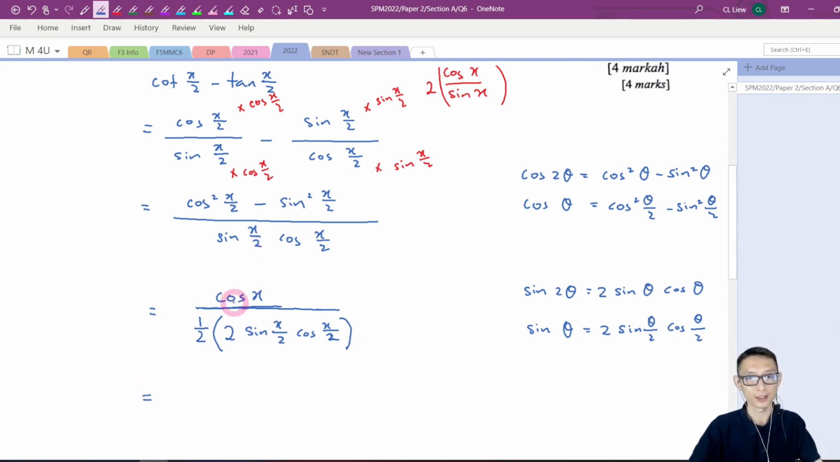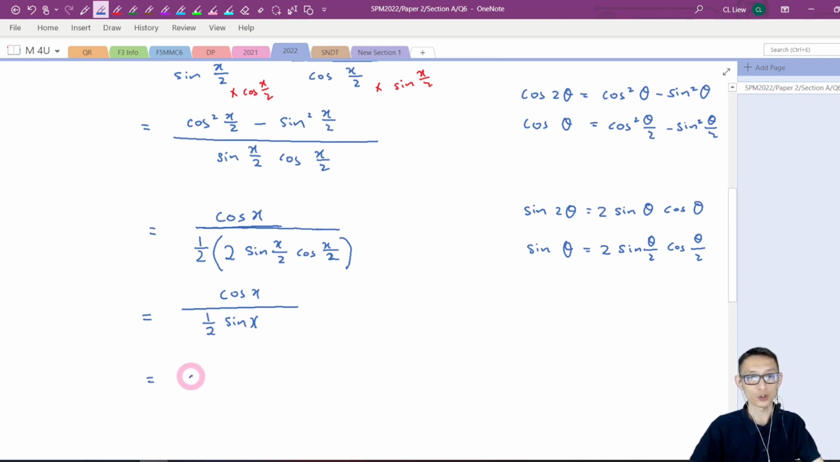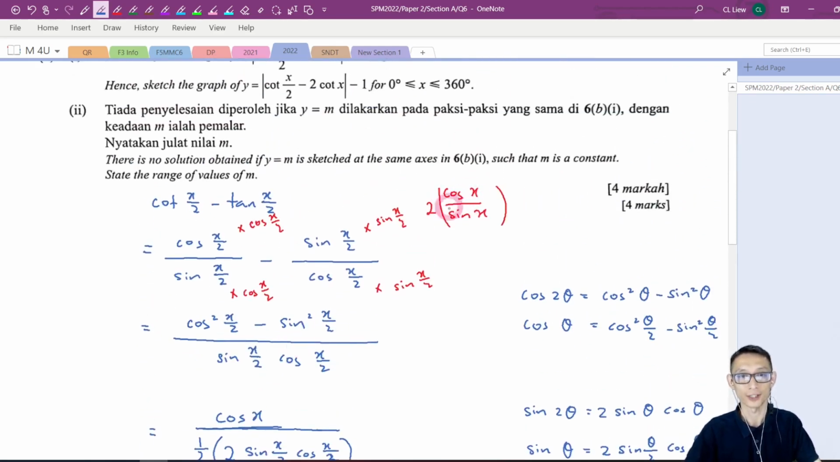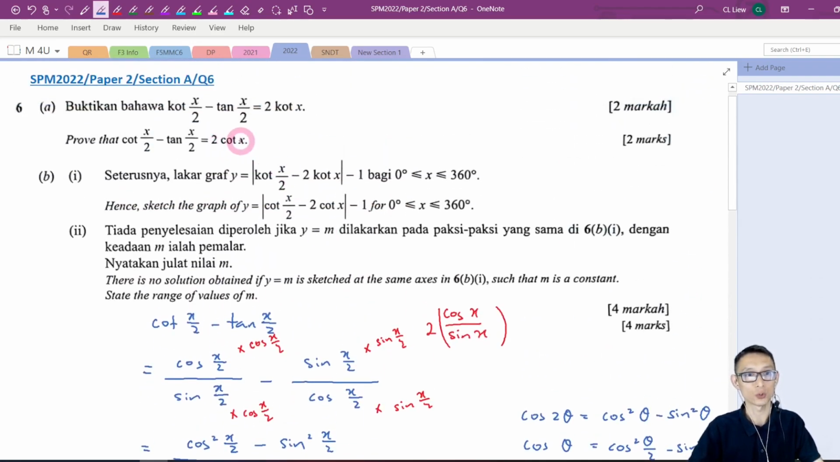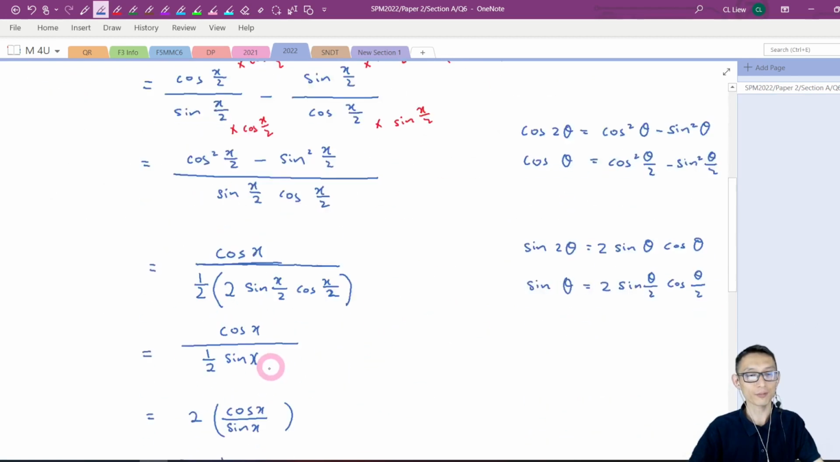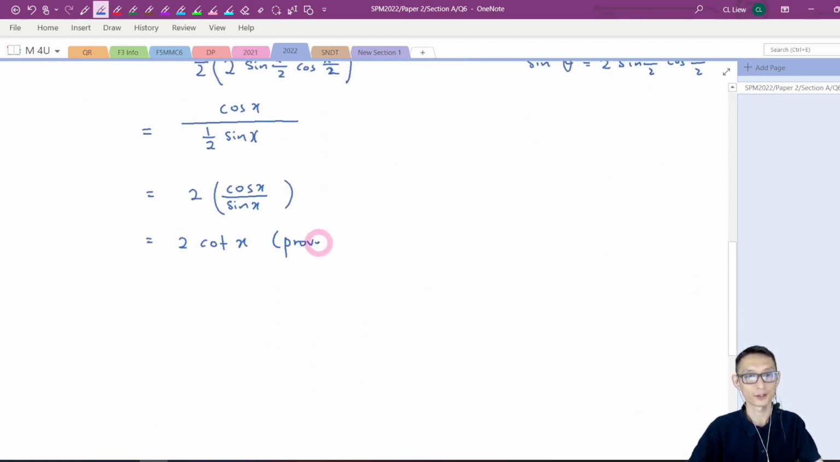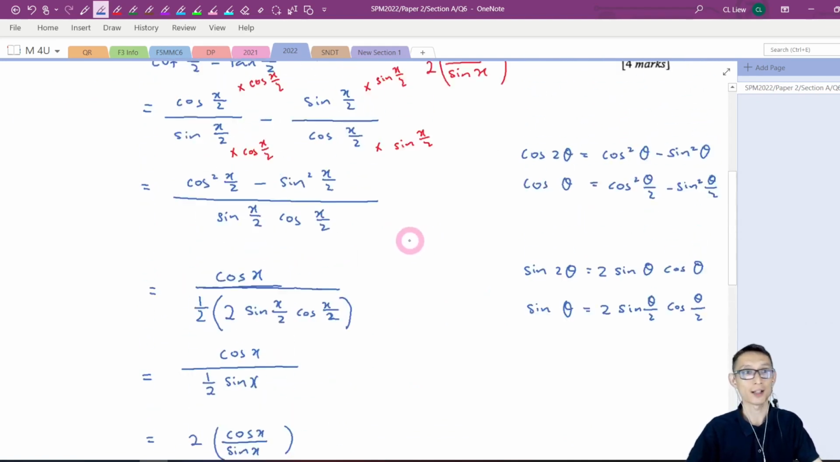Now this is cosine x. 1 over 2 I will just copy first, and this is actually equal to sine x, right? Now, divided by 1 over 2, you will get 2 cosine x over sine x. Okay, what is this one? Okay, correct, right? So now this is cotangent x. Is that correct? Let me check. 2 cotangent x. 2 cotangent. Okay, correct. Proven. Okay, this is the answer for part A.